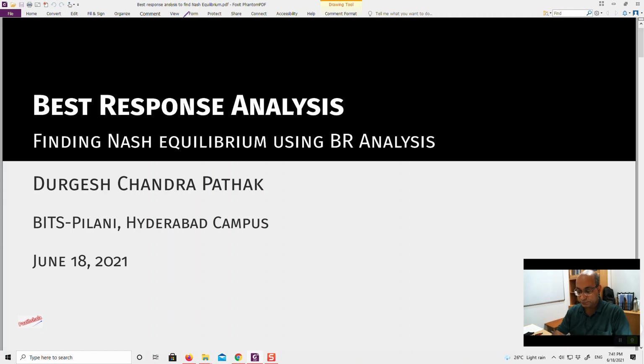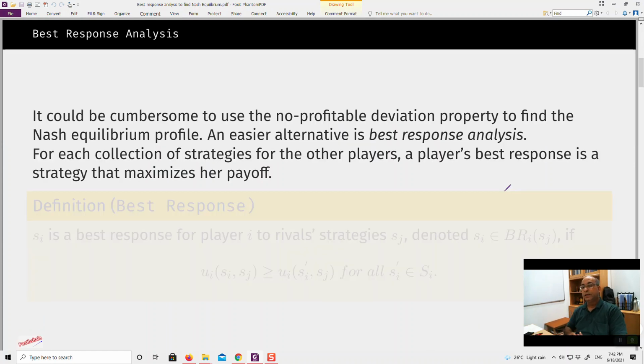So let's start. The first question you might be thinking is: why do we need best response analysis? We have seen in the last lecture about the Nash equilibrium and the no profitable deviation property, through which we identify Nash equilibrium strategy pairs. But then why do we need best response analysis? The reason is this: finding strategy pairs using the no profitable deviation property can be cumbersome if you have a matrix game that's sufficiently large. So we need to find a better way, and this better way is best response analysis.